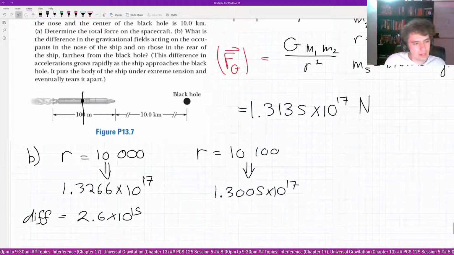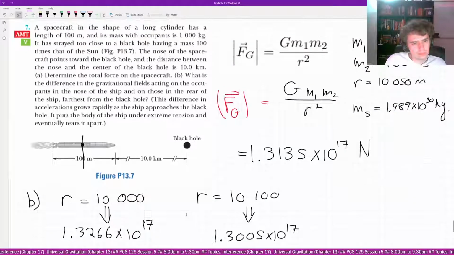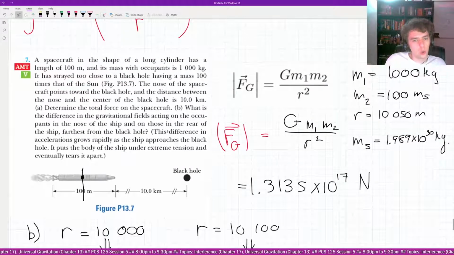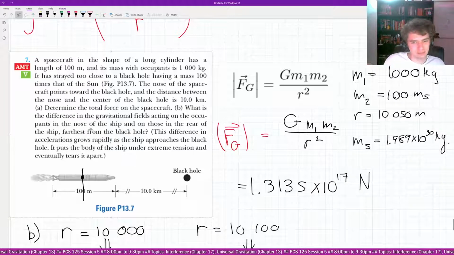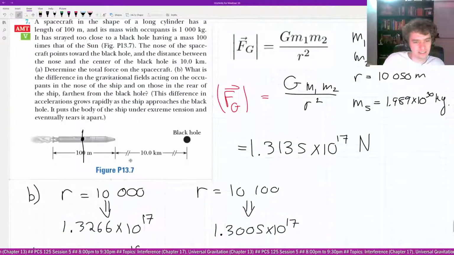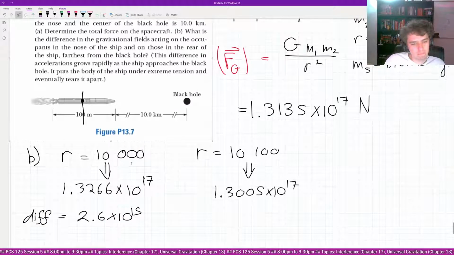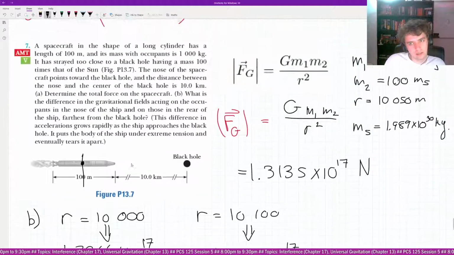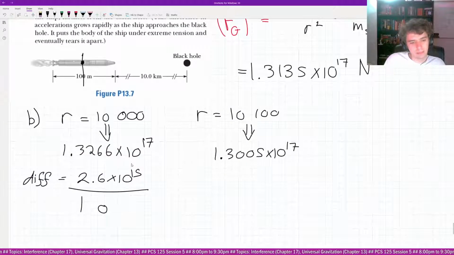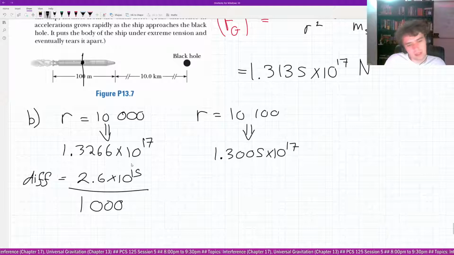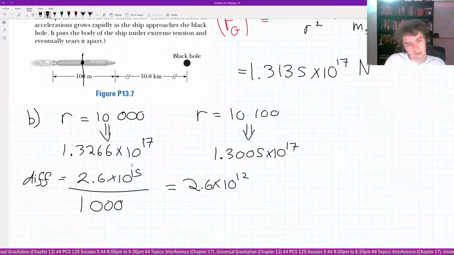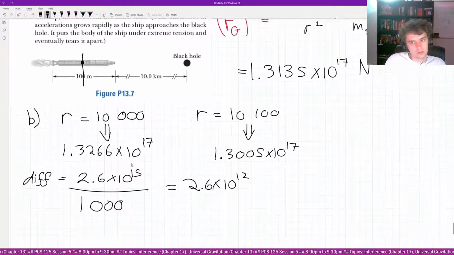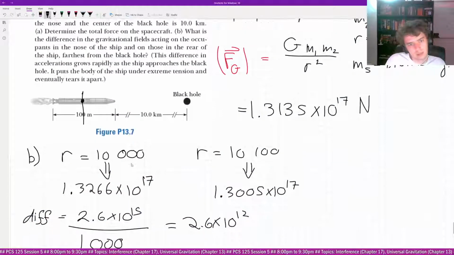No, it's 10 to the power 12 because they're asking for the gravitational field, not the force. So you don't need to multiply by the mass of the rocket. What is the difference in the gravitational fields? So it is 12. So I just divide by 1,000 here, because the mass of the ship is 1,000 kilograms. That's 2.6 times 10 to the 12.